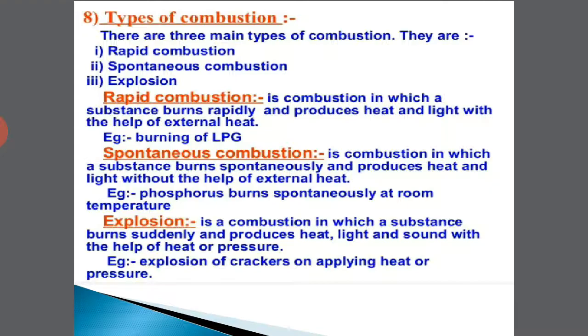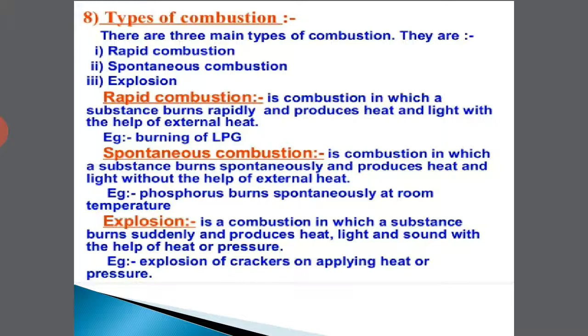Next, spontaneous or continuous combustion is the combustion in which a substance burns continuously or spontaneously and produces heat and light without the help of external heat. Got it? Phosphorus burns spontaneously at room temperature.